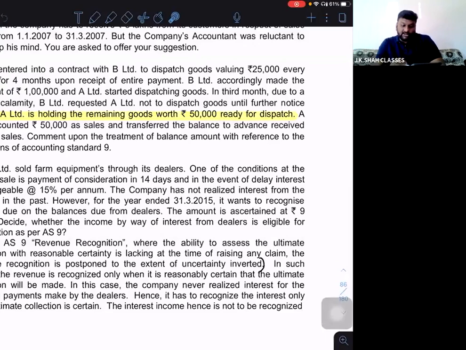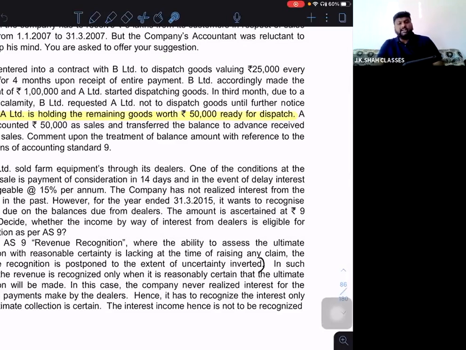And what happened in the third month, due to a natural calamity, B Limited requested A Limited not to dispatch further goods until further notice, though A Limited is holding the remaining goods worth 50,000 ready for dispatch. A Limited accounted 50,000 as sales and transferred the balance to advance received against sales. So since 2 months of deliveries I have done, he has recorded 50,000 rupees as sale, and balance 2 months delivery is postponed by the buyer.